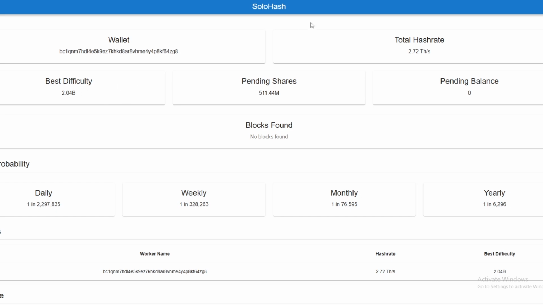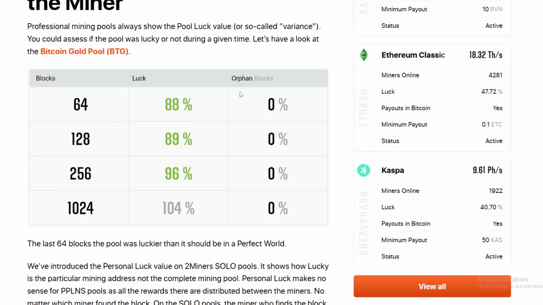Difficulty comes into play with luck. So personal luck on mining is very different to the probability. Luck should be 100%. So if you're mining for quite a while, let's say on a smaller coin, your luck should even out to 100%, as you can see in this graphic here. Over the past 64 blocks, the luck is very lucky at 88%. So anything above 100% is considered unlucky, and anything under it is considered lucky. But over the course of 1024 blocks, it should even out to 100% in terms of the luck.